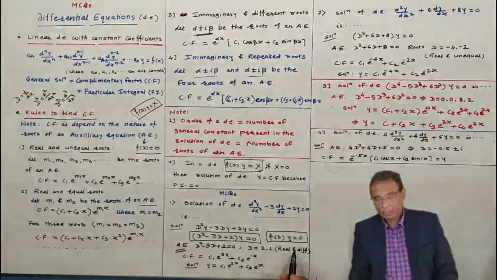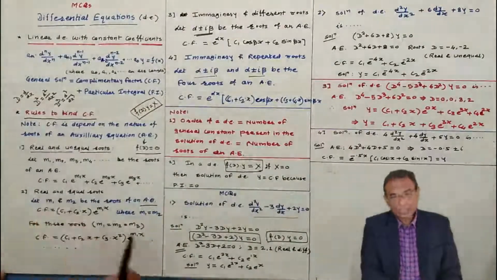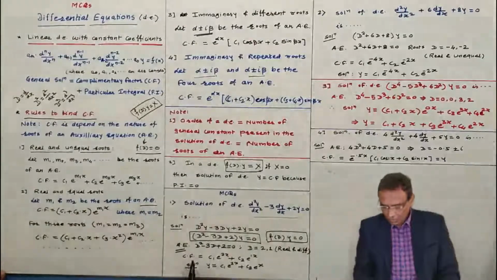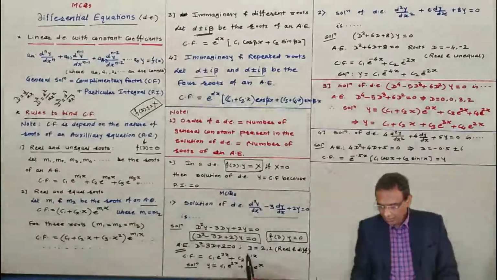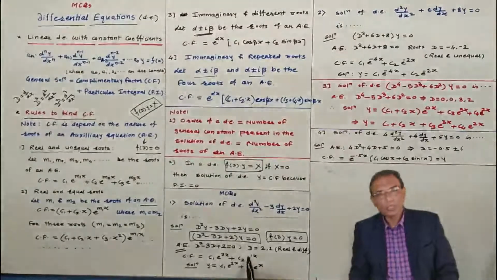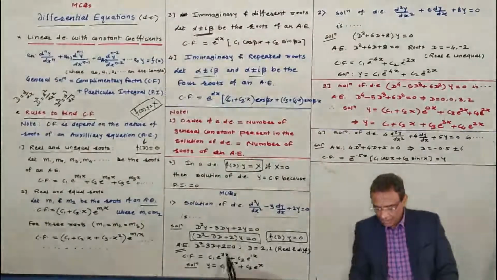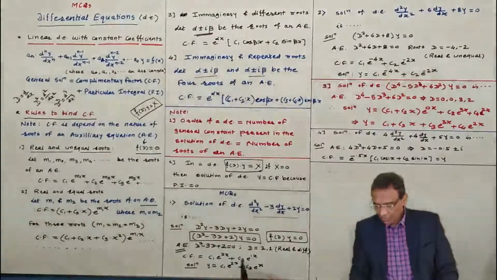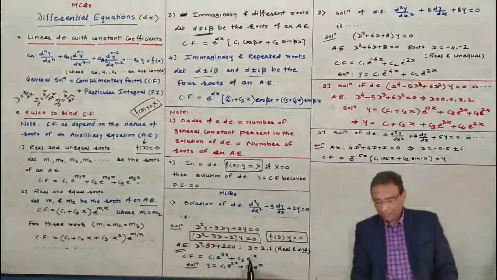2, 1 are real and different roots. Therefore, the first case I will be using. What is the complementary factor? C1 e to the power 2x plus C2 e to the power 1x. C1, C2 you can interchange. This is the complementary factor.